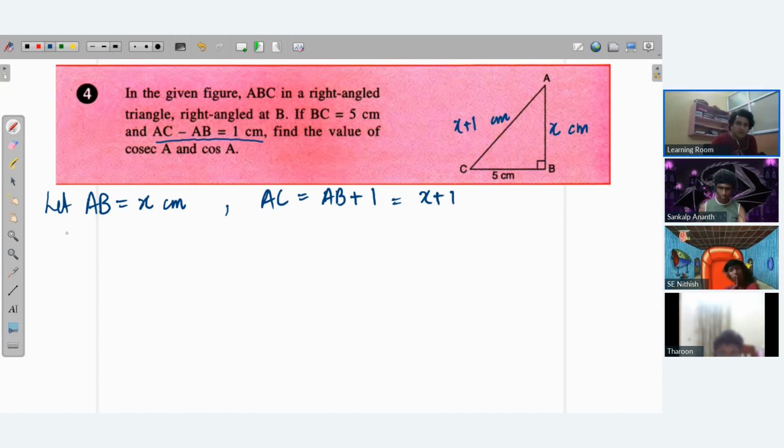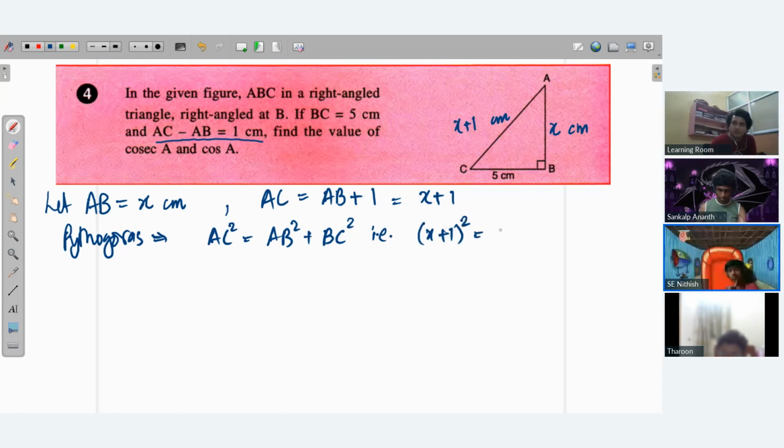Now, Pythagoras' theorem says that AC square is AB square plus BC square. That is, what is AC? X plus 1 whole square. What is AB? X square plus 5 square. So we just open it and find the value of X. Then we will know all the three sides and we can find any ratio.